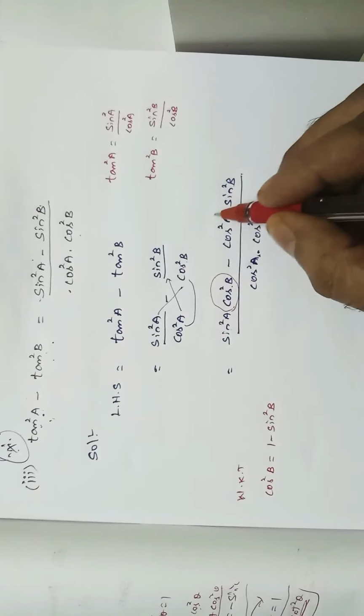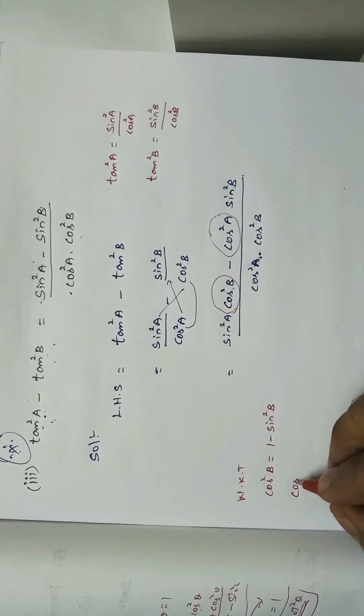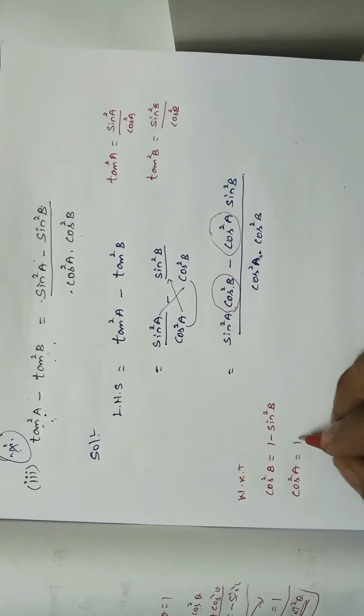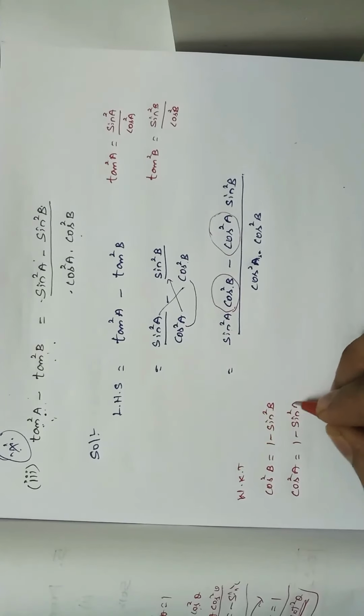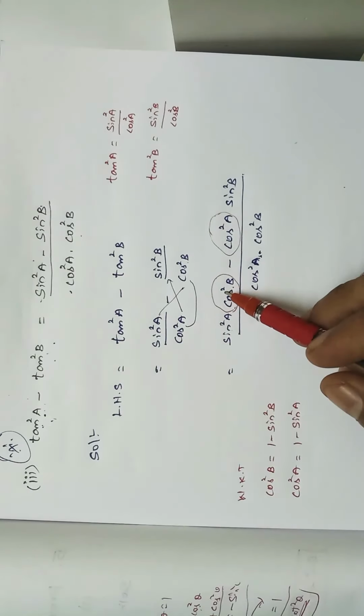Next, cos square A. I am just going to convert this cos square A in terms of sin. So cos square A is equal to 1 minus sin square A. So instead of cos square A, I am going to substitute 1 minus sin square A.